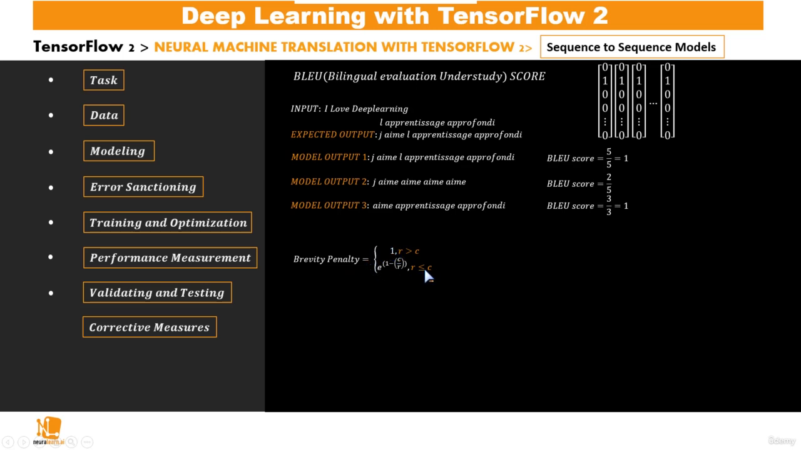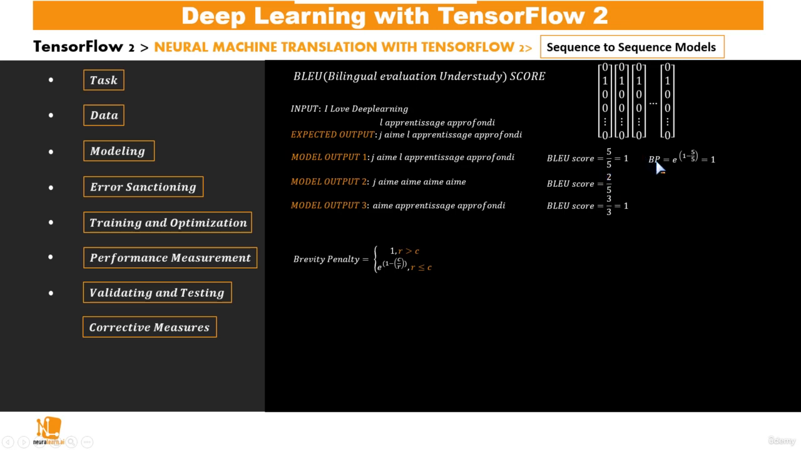And when R is less than or equal to C, the brevity penalty equals e, the exponential, to the power of 1 minus C on R. And this will be multiplied by the BLEU score to give a new BLEU score, which actually penalizes models which produce shorter outputs. Now let's look at some examples.